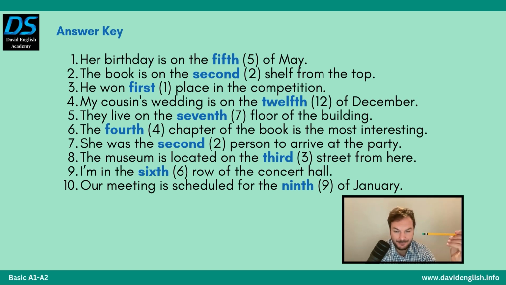Let's read these together. Her birthday is on the 5th of May. The book is on the 2nd shelf from the top. He won 1st place in the competition. My cousin's wedding is on the 12th of December. They live on the 7th floor of the building. The 4th chapter of the book is the most interesting.